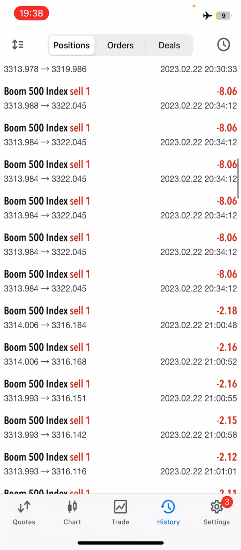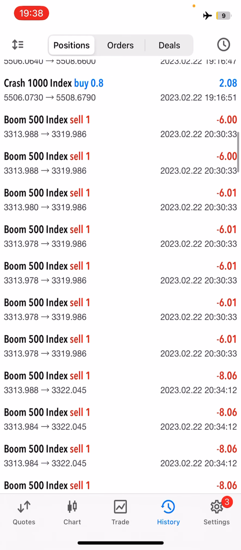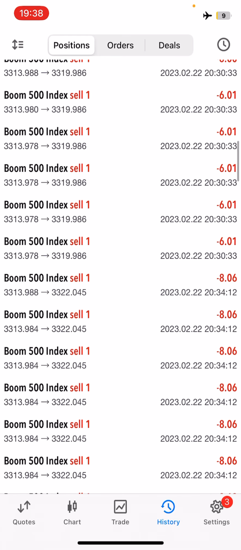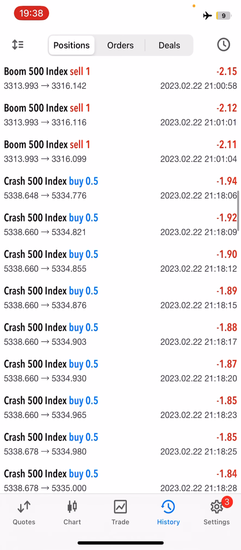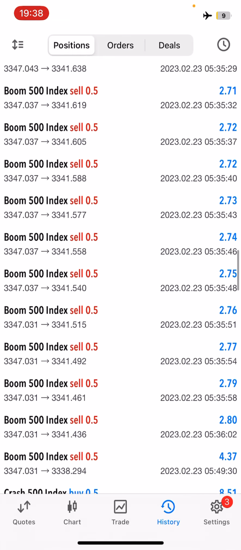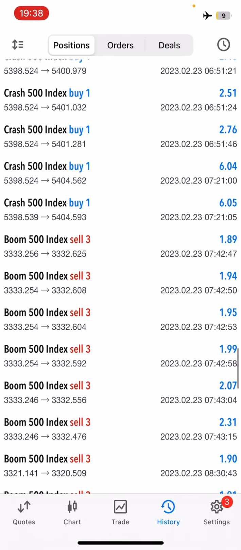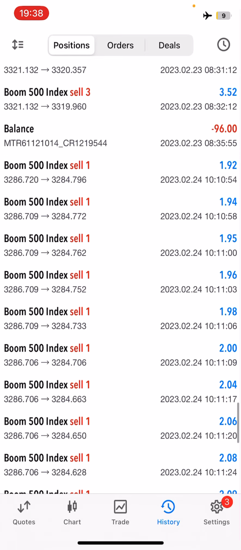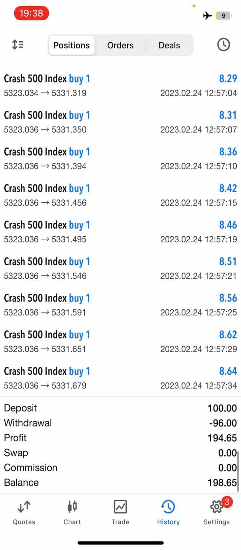This was the first loss. It's one trade. I know it looks like there are many losses, but it's just one trade. So I'll take it as one loss. And the second loss was this one for Crash 500, which was a sell. And that was the only loss we made up until we got to this stage. That was a withdrawal, just to prove that this is a real account.